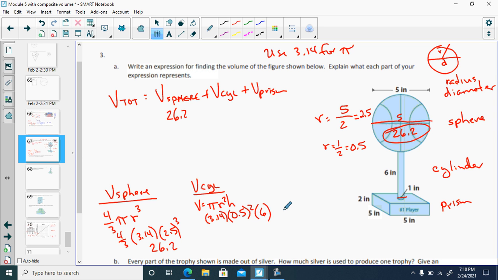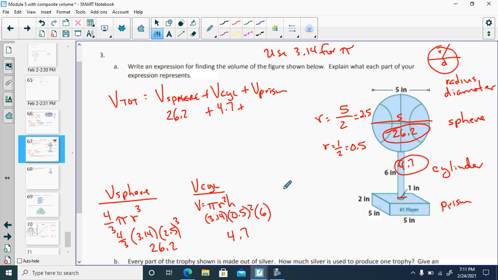Okay, so the volume of the cylinder is 3.14 times, in parentheses, 0.5 squared, close my parentheses, times 6. And I got 4.7. You don't have to put it in parentheses, I just did. So the volume of the cylinder would be 4.7 cubic inches. I'm going to substitute this in for the cylinder.